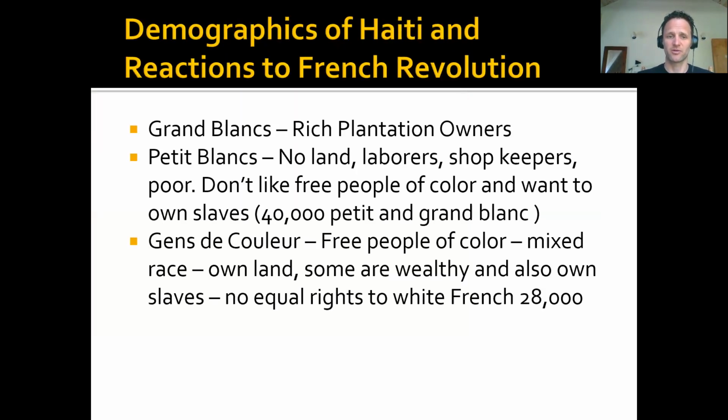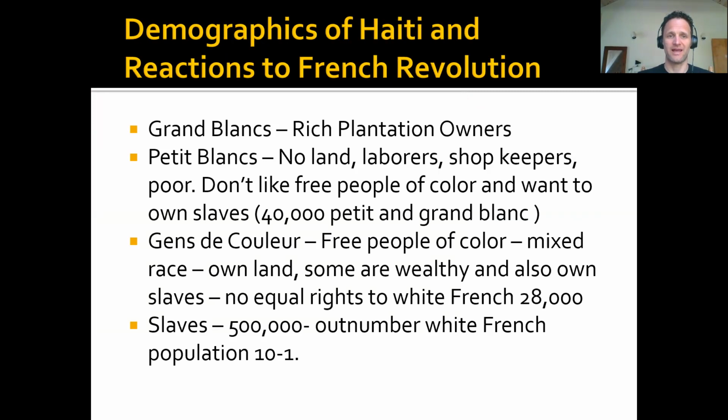We talked about earlier in the year that there are different ethnic groups, or let's say demographics: the rich plantation owners, the Grand Blancs, and the Petit Blancs. So these are the white laborers who don't own many slaves or much land. The mixed gens de couleur, the mixed African-French class, own land. Some are wealthy, but they don't have equal rights. They're not allowed to hold jobs or hold positions in government the way the Petit Blancs and the Grand Blancs can. And then, of course, the enslaved Africans, who outnumber white French 10 to 1.